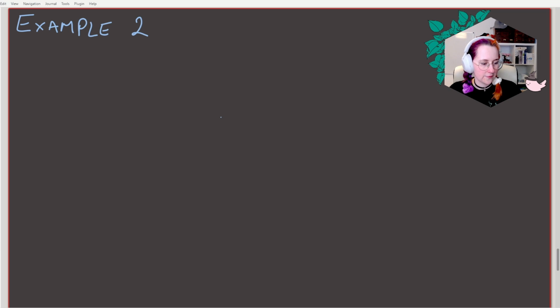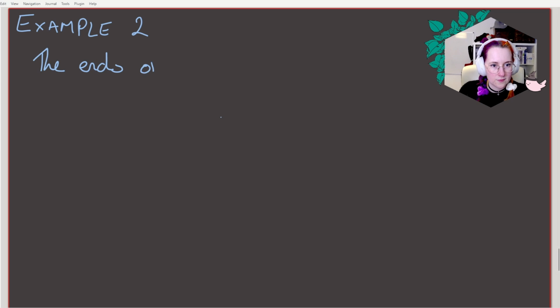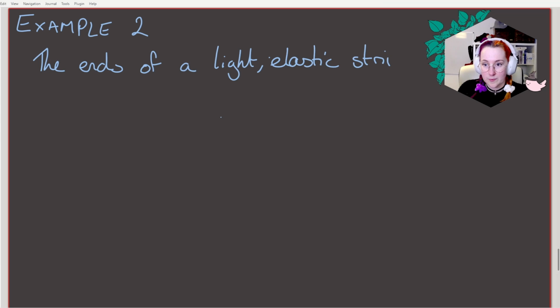Example 2. This one is a bit more insane. Yeah, let's do it. Okay. So the ends of a light elastic string. So instantly, the 3 things you should be taking away from just that bit of the sentence is string has 0 mass, it's a string, not a spring, and it's elastic. So it's going to change.